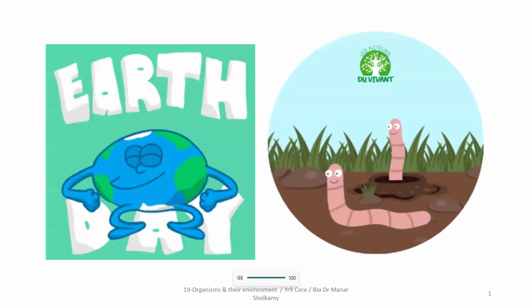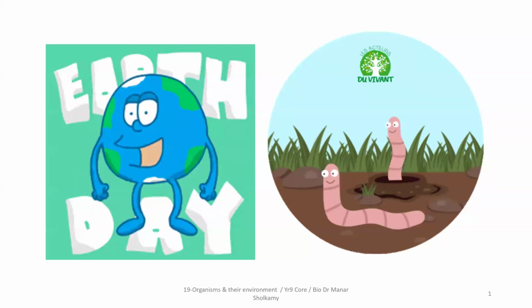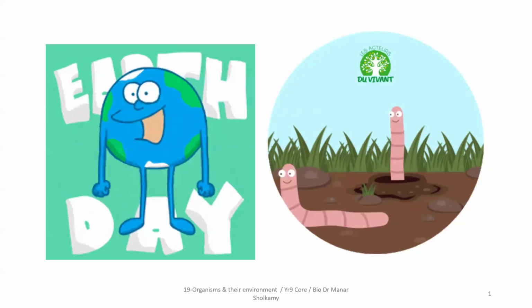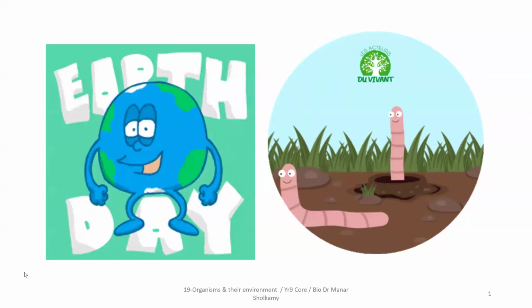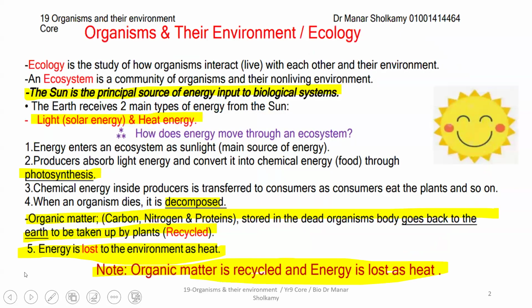Fine. We are going to finish lesson 19, which is a very easy lesson. It talks about the environment. This is the core. And tomorrow we'll finish lesson 20. Again, we will be doing the core online. So that lesson is organisms and their environment. It talks about ecology, and how organisms are related to their environment. It's really easy and really interesting.